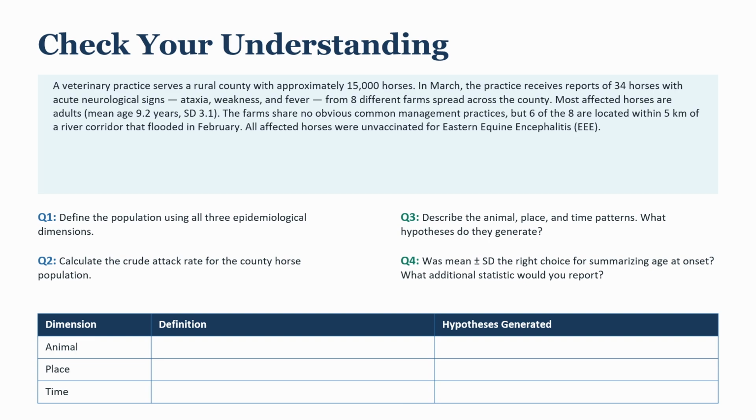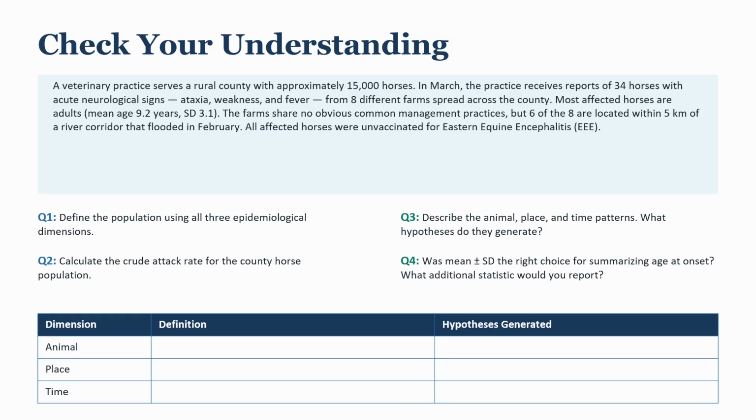Time: March of the investigation year, or more precisely, the period from the date of the February flood to the date the investigation is closed, which defines the epidemiological window. A complete population definition: all horses residing in county name during March year following the February flood event.